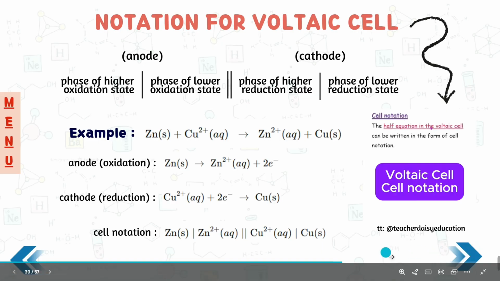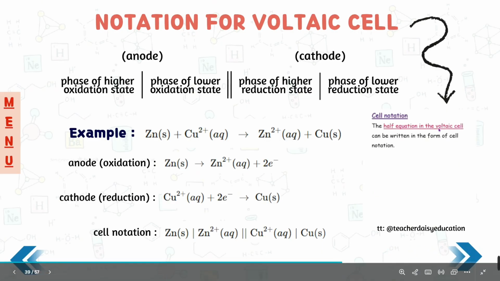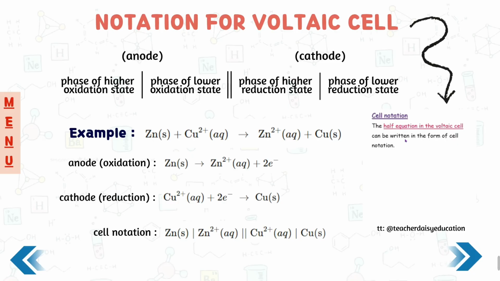Notation. The half equation in the voltaic cell can be written in the form of cell notation. So we see this one. This is how we want to write the cell notation. Remember, the anode is written on the left side first, the negative terminal. Then at the right side, the cathode is written, the positive terminal. So it's how we write the electrode.